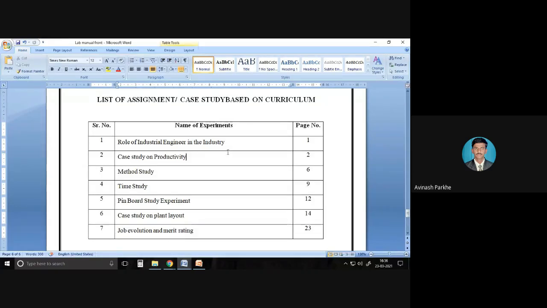Whatever first chapter we have discussed, related to the introduction to industrial engineering and productivity, based on that first chapter you have 2 experiments. The name of the first experiment is the role of the industrial engineer in the industry. So this is your experiment number 1. What is the role of the industrial engineer?